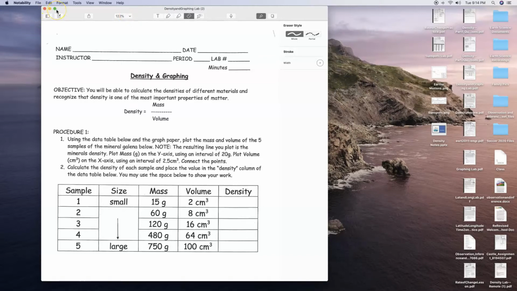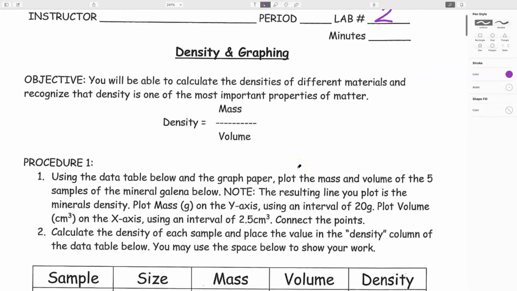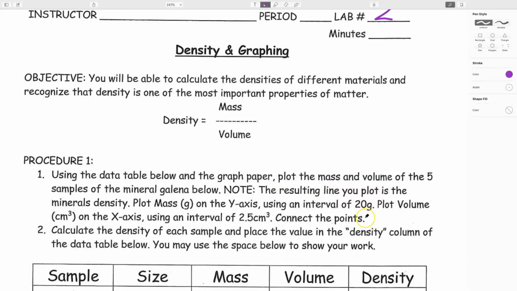Hey everybody. As per request, I know a lot of people had some difficulty with some of the procedures of this lab. I originally did not intend to record anything with regard to it, but because of popular request, I'm going to do a quick little tutorial on how to get the graphs done in this density and graphing lab, which was originally lab number 2. So if you have not already given this in because you're having some issues with the graphing part, hopefully this video helps.